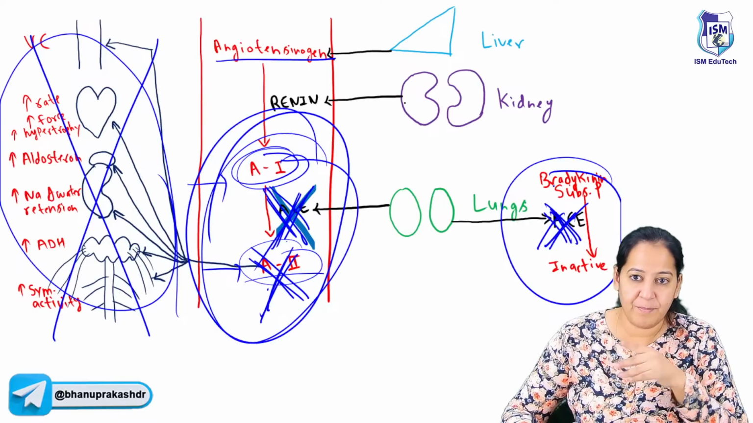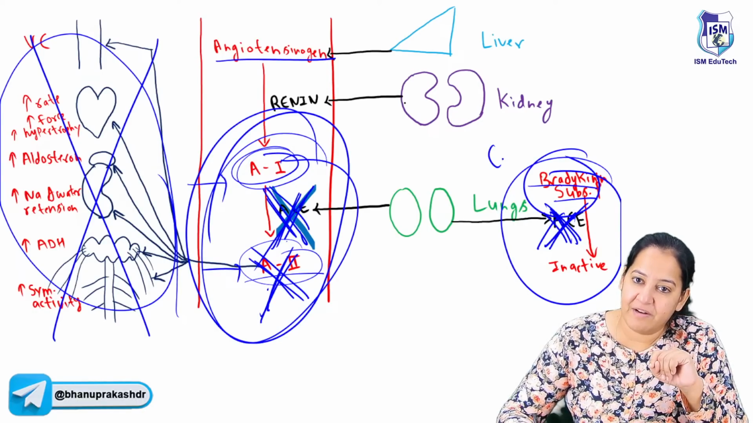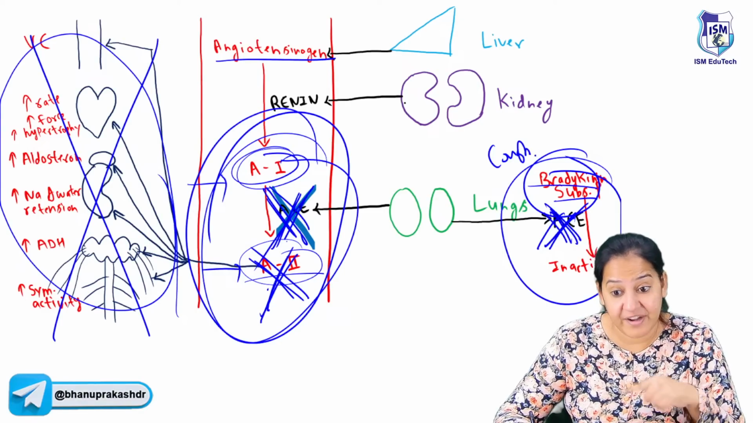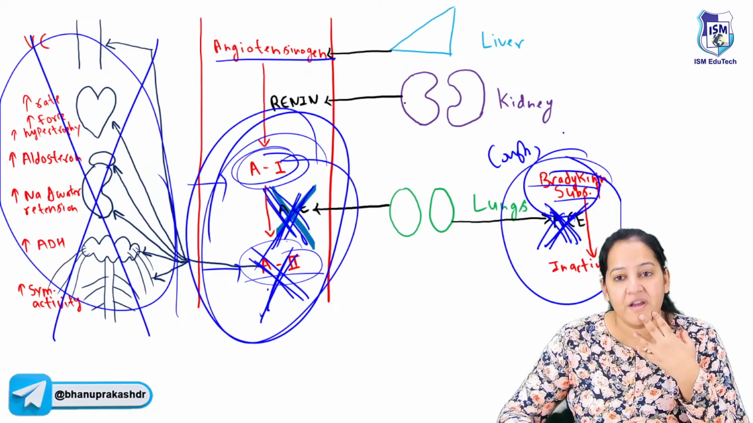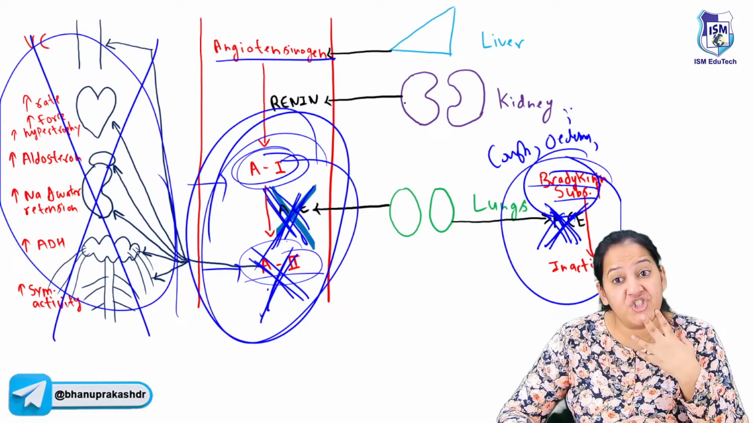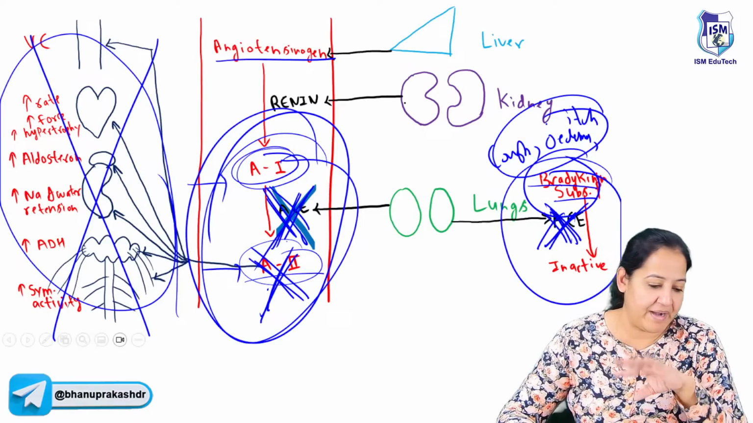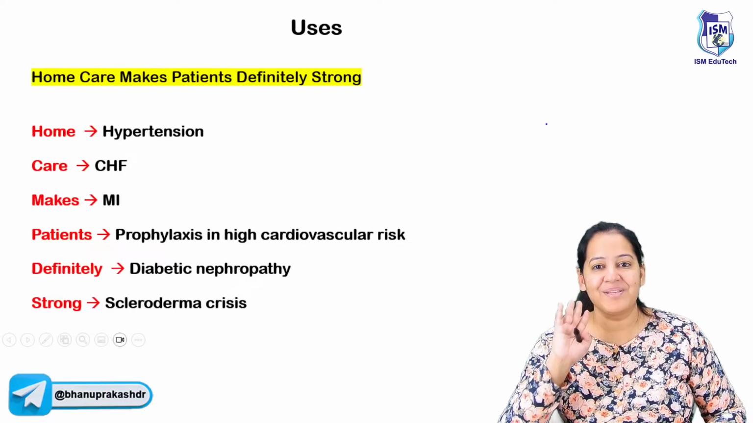So bradykinin and substance P will not be inactivated now, and bradykinin and substance P will cause cough. Cough is a side effect of ACE inhibitor. That's why a person on ACE inhibitor always has cough. The person can have cough, itching, angioedema. This is all due to bradykinin. How many of you got it? So I have correlated the adverse effects also here. So this is the mechanism of action.